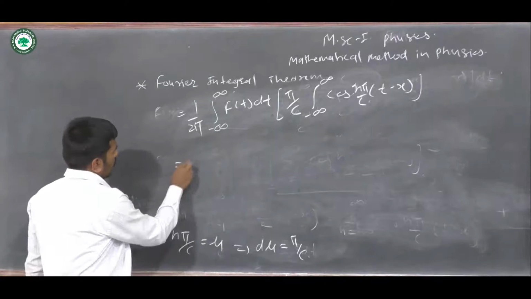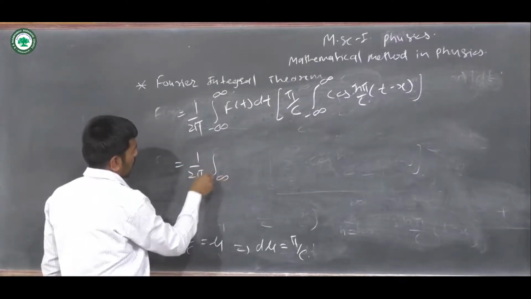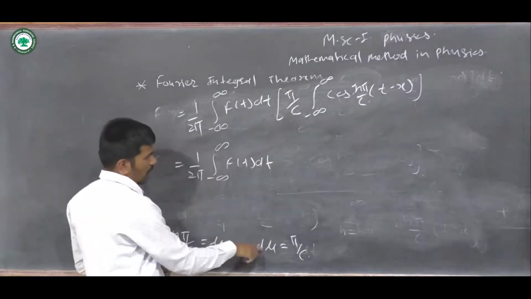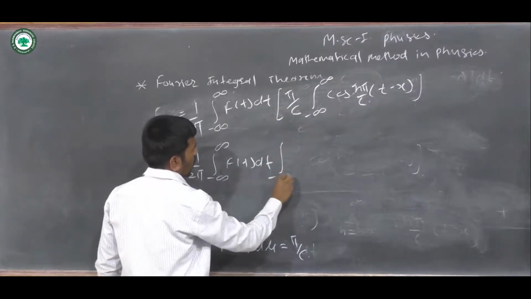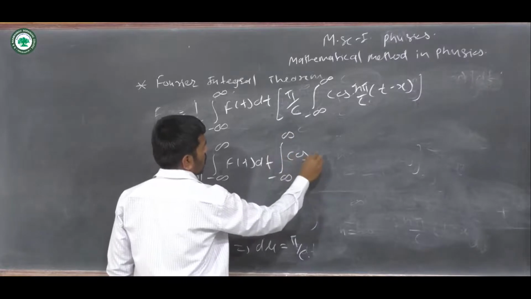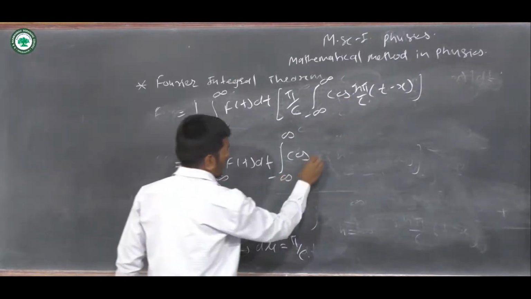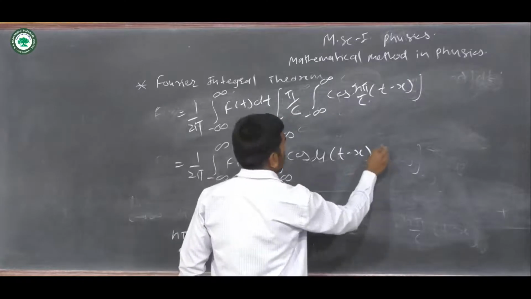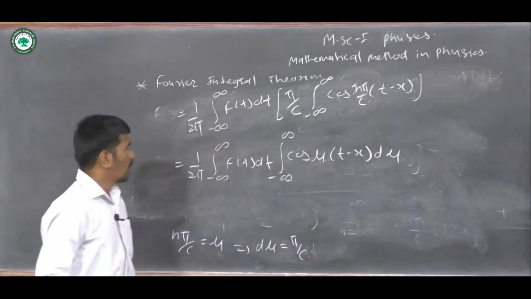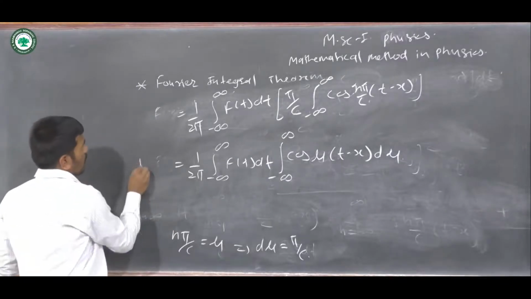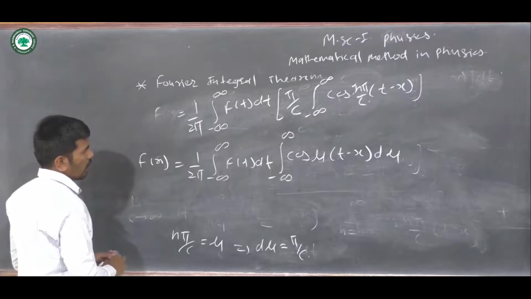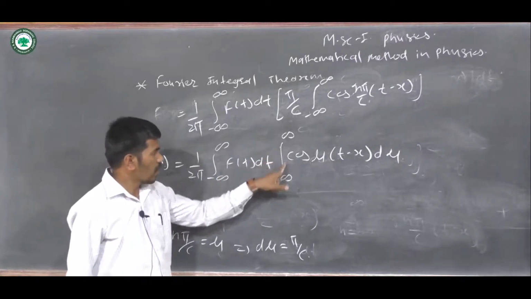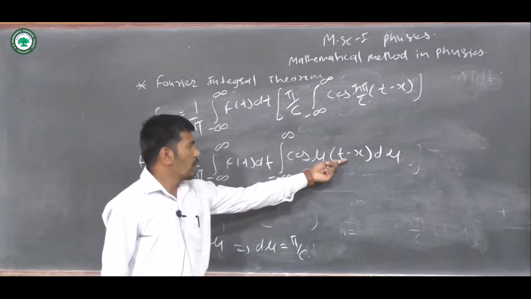Okay, now 1 over 2 pi integration minus to plus infinity f of t dt. And this pi over c we can replace with d mu. So integration minus to plus infinity cos, with n pi over c equal to mu, so it is mu into t minus x, and for the pi over c we can write d mu. Okay, so this is the expression for the Fourier integral theorem. f of x is equal to 1 over 2 pi integration from minus to plus infinity f of t dt, and here also from minus to plus infinity, cos mu (t minus x) d mu.